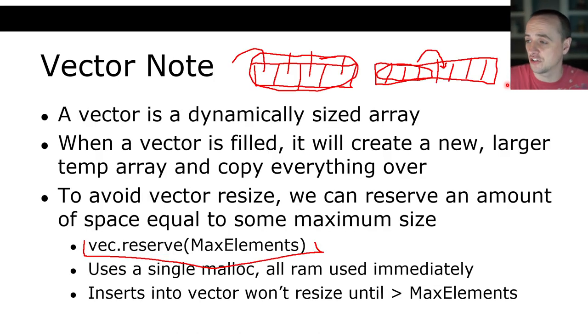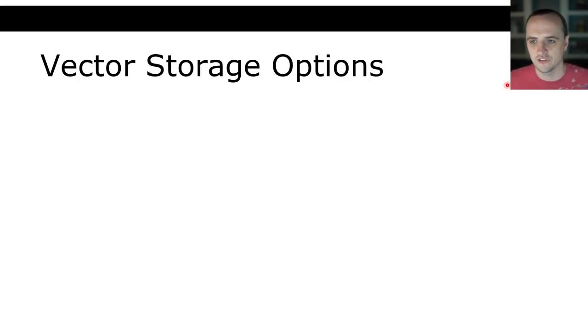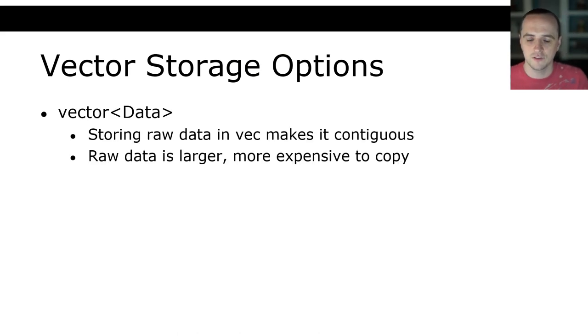So when I say, okay, just use a vector, what do I mean? Well, there are different ways that we can store data in a vector, right? Let's say the first option is to just store a vector of raw data, like a vector of integers, for example. Or if I had some data structure which contained like 20 integers, then I could store a vector of that data structure.